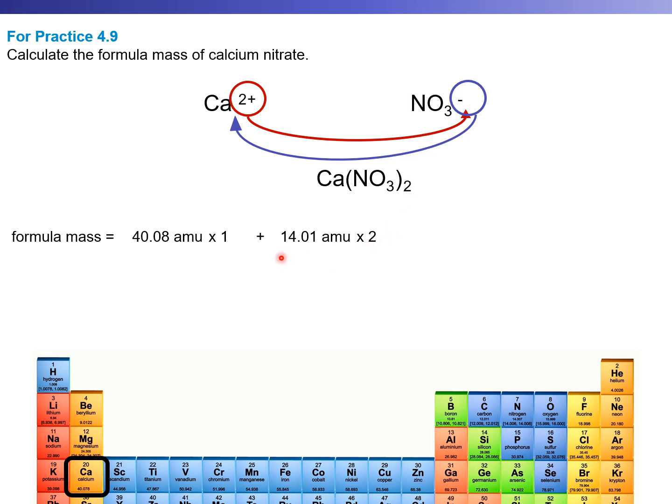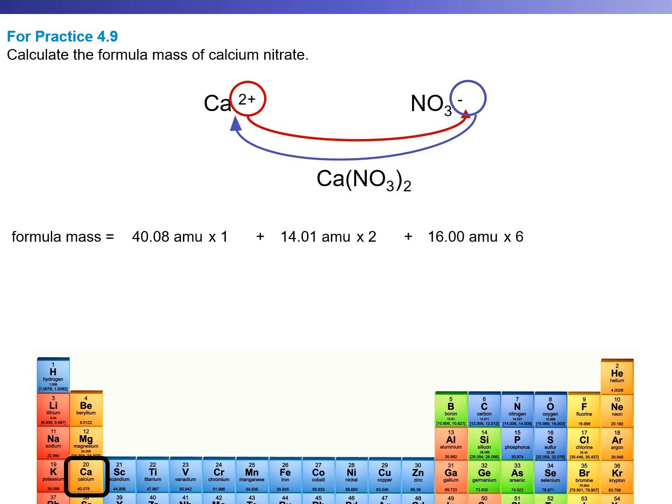So we're going to multiply 14.01 atomic mass units, which represents the mass of each nitrogen, by 2 because we have 2 of those in our overall formula. And then we have to deal with oxygen. The atomic mass of each oxygen is going to come in at 16.00 atomic mass units. And how many oxygens are we going to have in this formula? Well, nitrate's going to have 3 per nitrate, but we've got 2 nitrates, so we're going to do 3 times 2 for a total of 6 of these oxygen atoms.